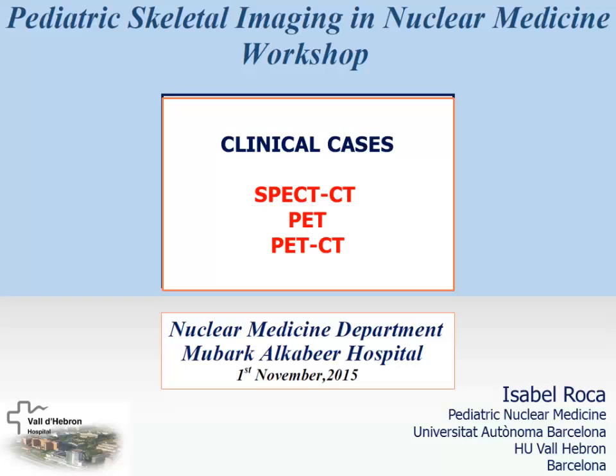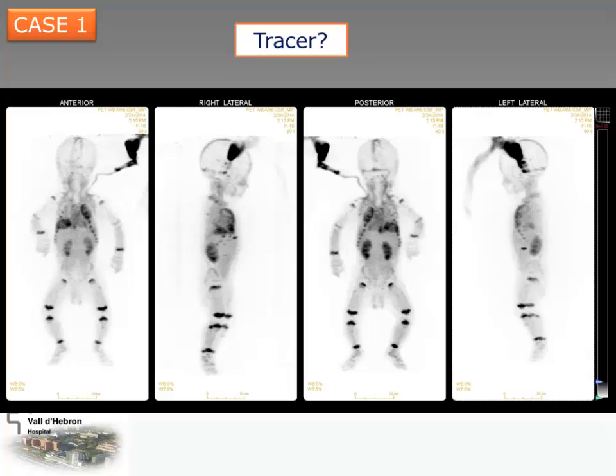Okay. Which is a tracer? Yes? A volunteer? MDP? No. Fluorine, yes. Blood pool. And what abnormalities do you see? Is something abnormal?